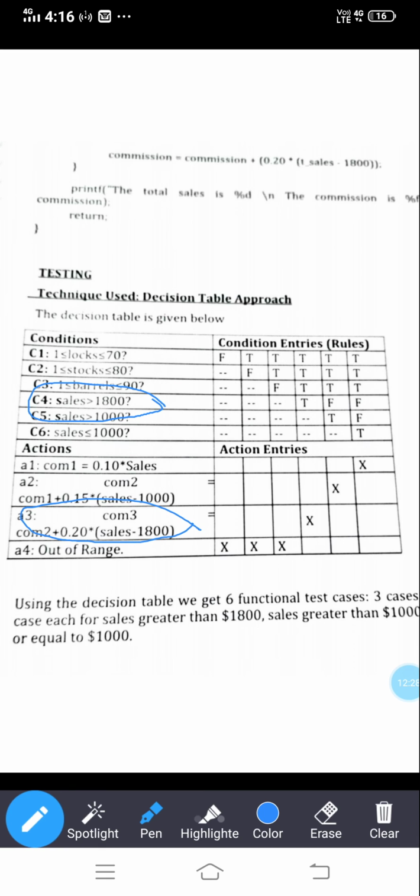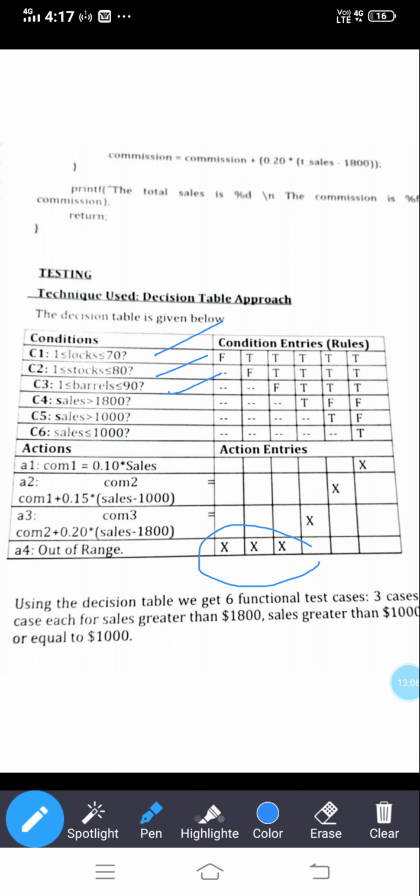That is, for the first $1800 you are going to give 15% commission, then for the remaining above 1800 you are going to give 20% commission. That is going to take place. Then if none of these conditions are executed, it will show out of range. That is, if your locks are not between 1 and 70, if not between 1 and 80, if not between 1 and 90, if any of these conditions becomes false, then you have to write out of range value.